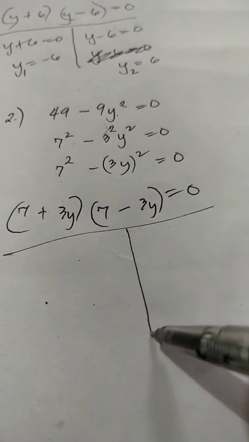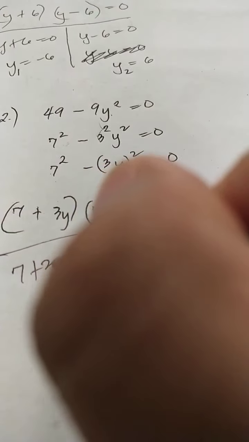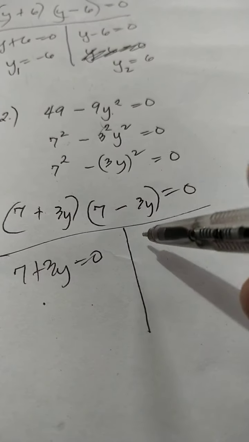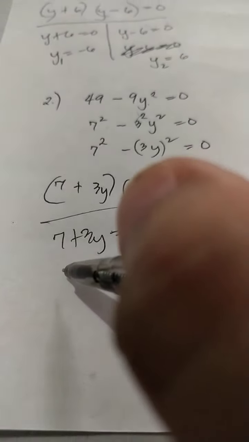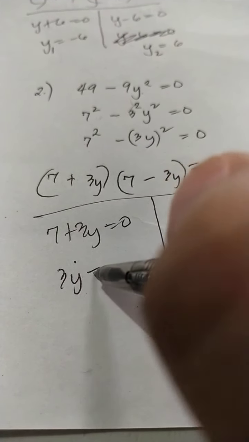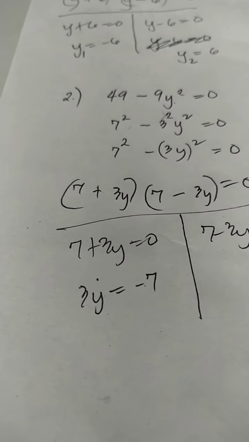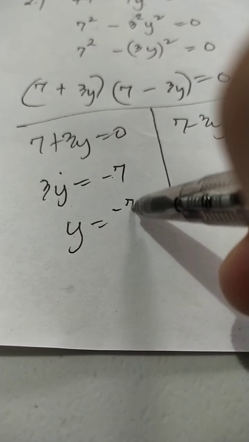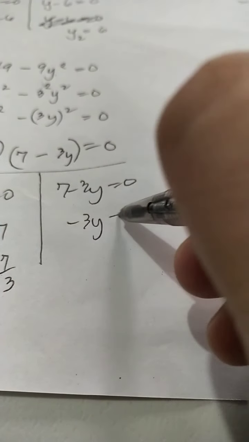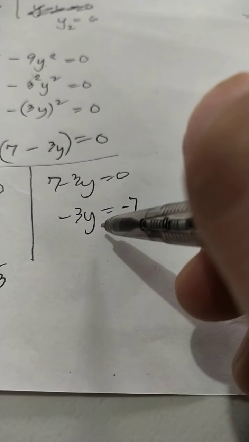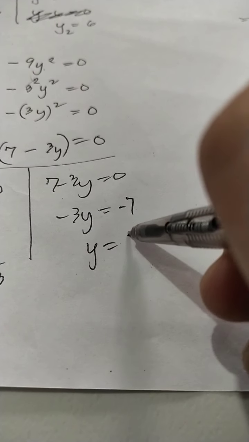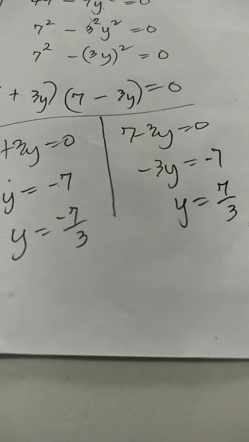Then we equate each factor to 0. We have positive 3y equals negative 7. Dividing both sides by 3, we have y equals negative 7 over 3. For this one, we have negative 3y equals negative 7. Dividing both sides by negative 3, we have y is equal to positive 7 over 3.